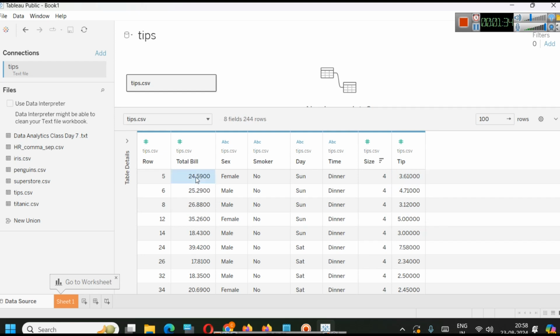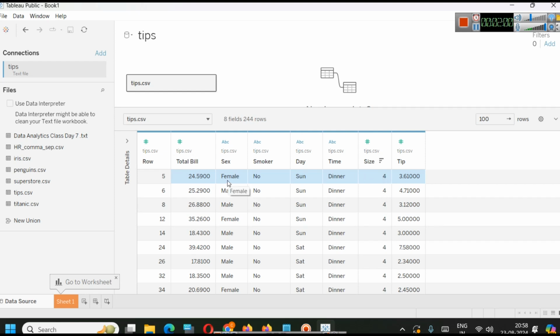Okay. For example, in this case, total bill was 24.59. The person who gave the tip was a female, non-smoker. That person came to the restaurant on Sunday. Time was dinner. Size was 4. Size means how many people were there.